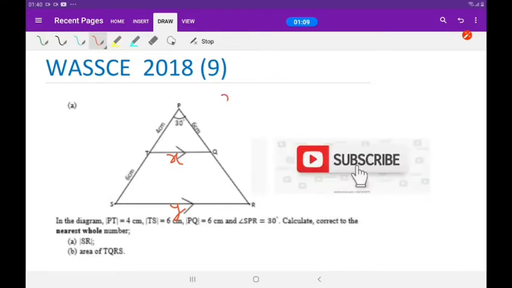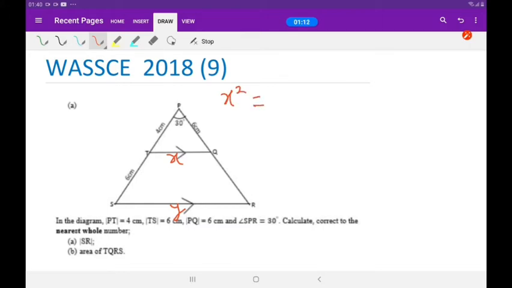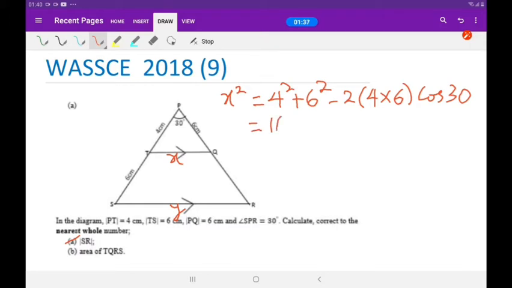That will be X squared equals 4 squared plus 6 squared. We are solving question A now. Minus, I assume that you have known the cosine rule, so you can go and check out how to solve the cosine rule from the video we have done before. Then cos 30. 4 squared equals 16. 6 squared is 36. Minus 2 times 4 times 6 will give us minus 48.